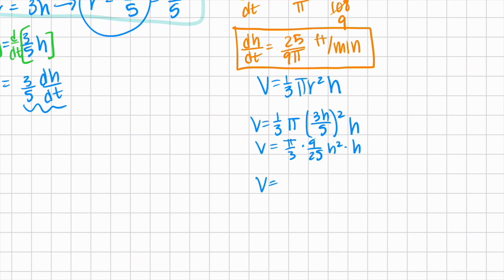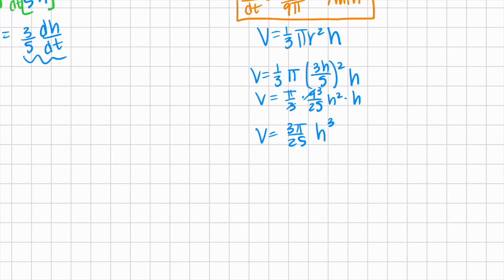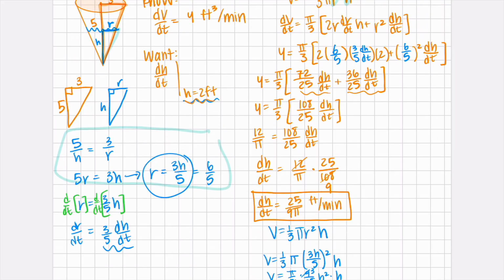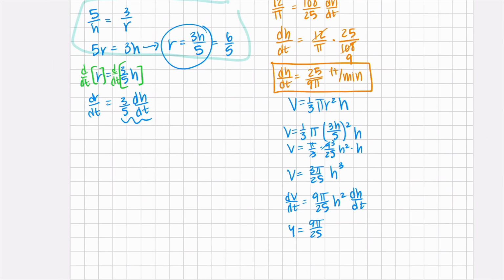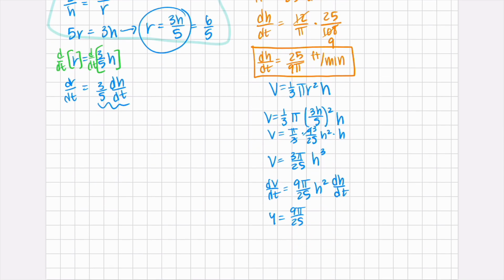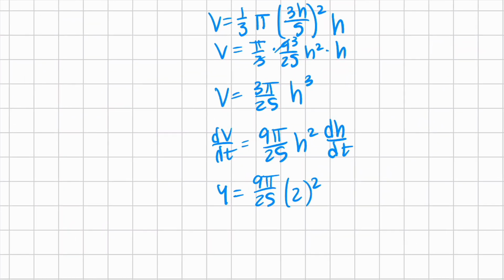And this would have been 3 pi over 25 h cubed. And then when I take the derivative with respect to t on both sides, I would have gotten dV/dt equals 9 pi over 25 h squared dh/dt. And then when we plugged in, we know that dV/dt is 4. So let's put a 4. And we want dh/dt when h equals 2. So let's plug in 2.